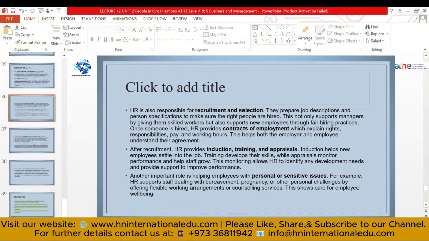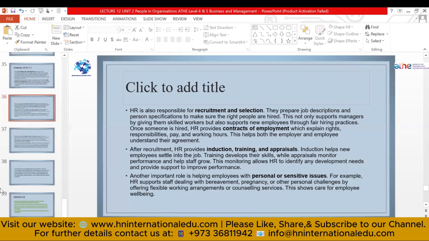So this happens. Then HR is also responsible for the recruitment and selection. That is, they prepare the job descriptions and person specification to make sure the right people are hired. This is not only supporting the managers by giving them skilled workers, but also supporting the new people through fair hiring practices.